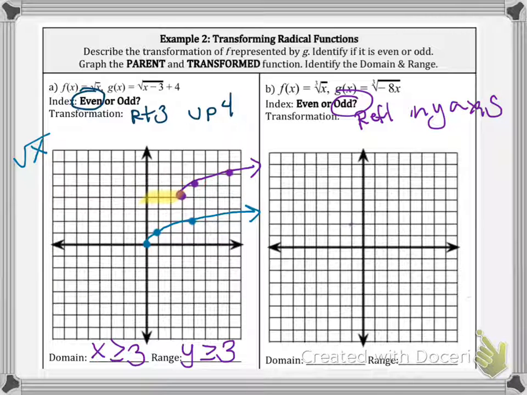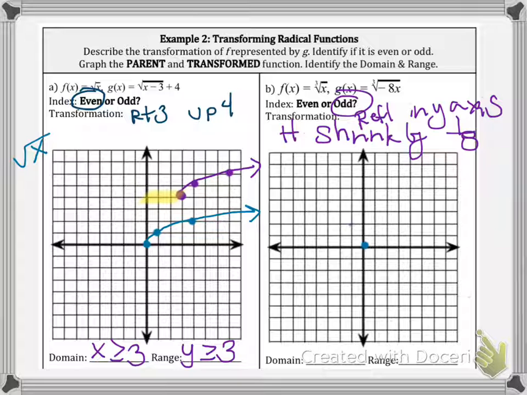a horizontal reflection in the y-axis, and then it's also a horizontal shrink by 1/8. So let's graph the parent function first. So cube root of x.